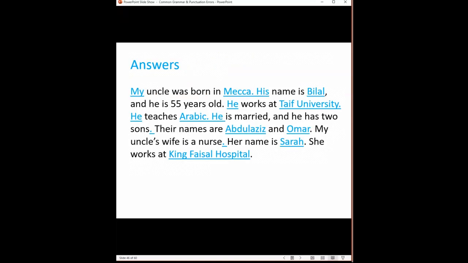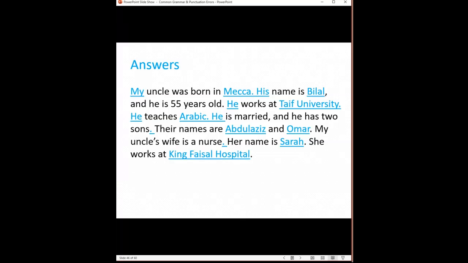Okay, you can see the answers. Did you get them right? So if you look at these words, why are they capitalized? For example, my. Why do I capitalize my uncle? Because what? It is the start of the sentence. Excellent. How about Mecca? Because it comes at the first.